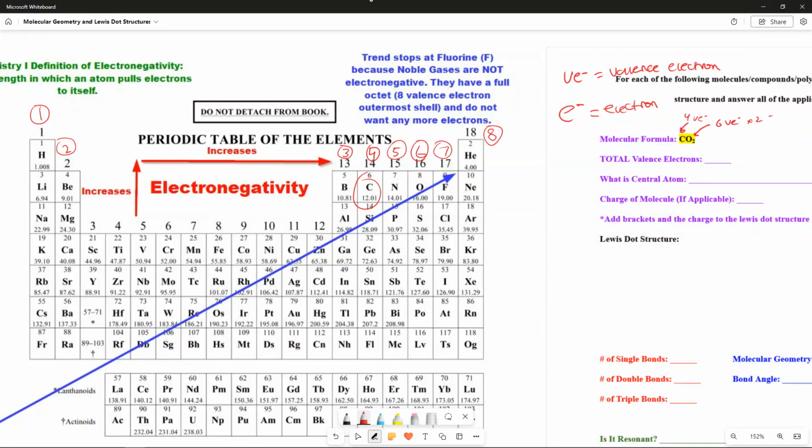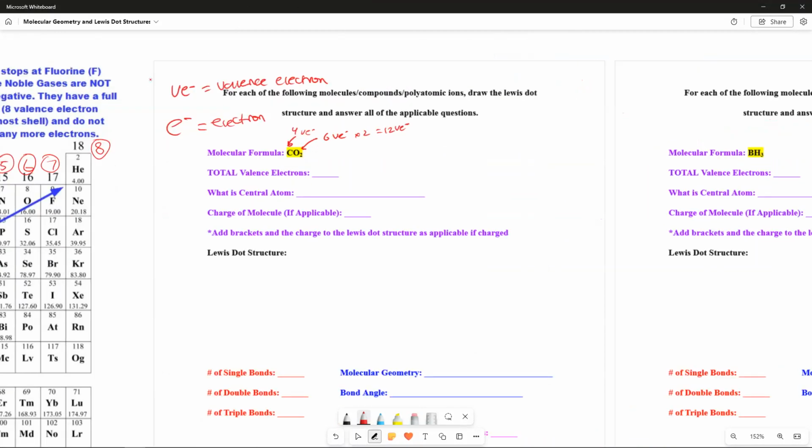Alright, so carbon has 4 valences, and we have oxygen, we have 6 valences times 2, which is 12 valence electrons. So the total amount of valence electrons is 4 plus 12, which is 16.